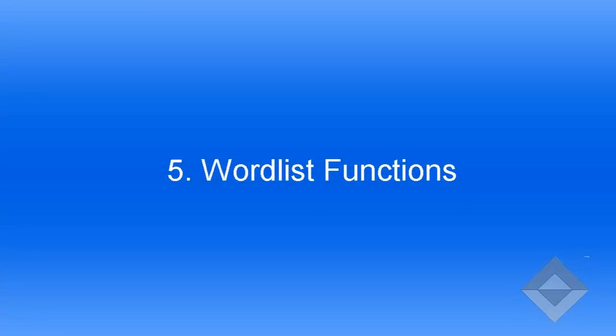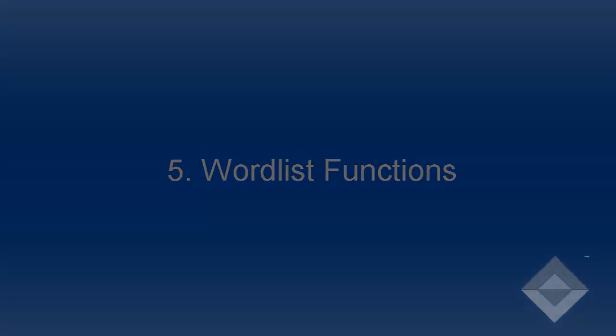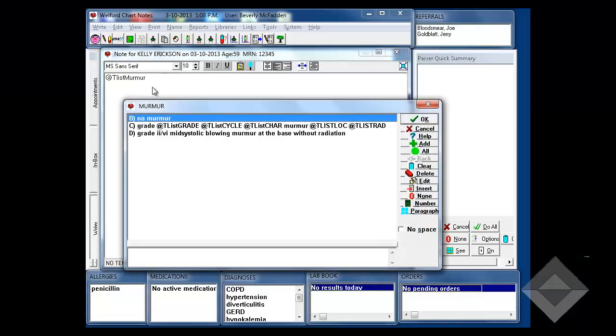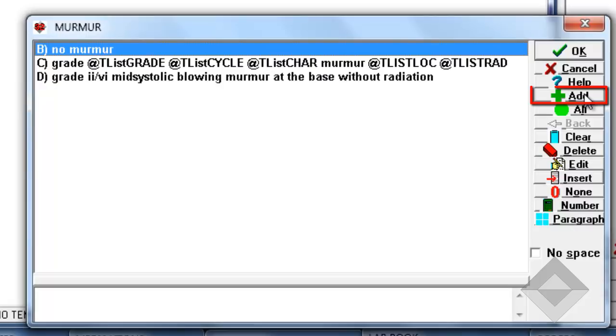Part 5. Word list functions. Template word lists have lots of additional functions. Click Add to add the currently highlighted item on the word list to the end of the text in the pane. Click All to choose all of the items on the word list. Click Back if you have called one word list from another word list and wish to retrace your steps.